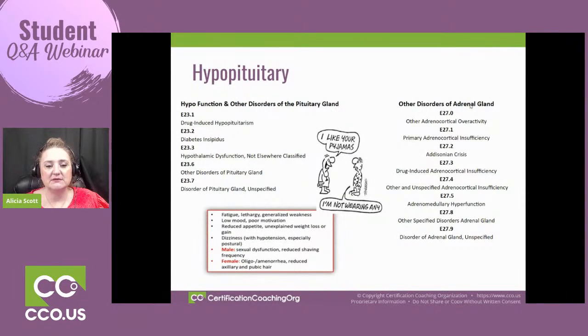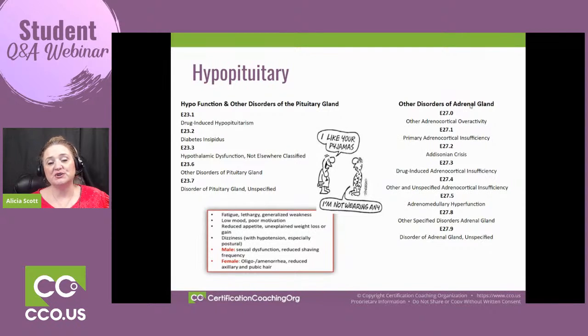Hypopituitarism, again, I tend to see this more often, and it's the hypofunction, or the low function, of the pituitary gland. This is E23. .1, drug-induced hypopituitarism. So they're taking medication that has affected the pituitary gland, which has lowered the production of the hormone. You can have diabetes insipidus, which is .2, .3 hypothalamic dysfunction, and .6 other, and .7 is unspecified.